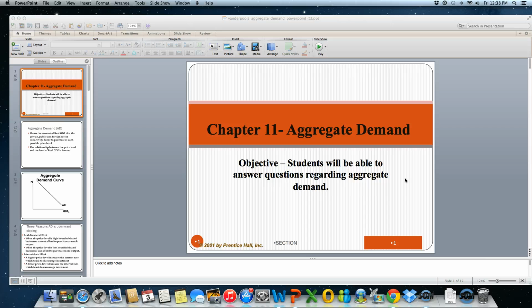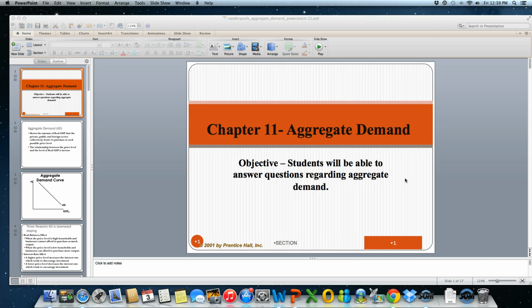Now we've already looked at standard demand, which looks at what is the quantity demanded at a certain price for a particular good. But today we want to focus on the amount of demand in an entire economy at a certain price level. Now, aggregate demand is a very important concept in economics. We're going to be working with it a lot.